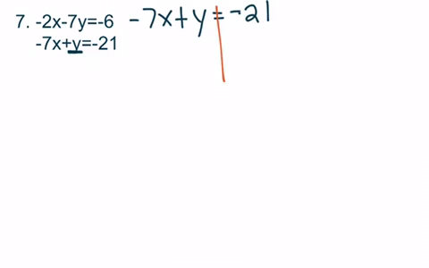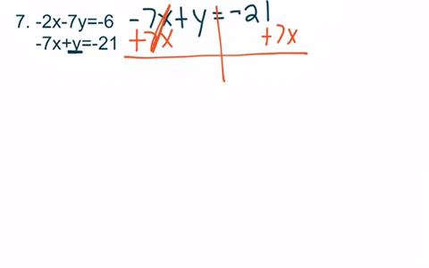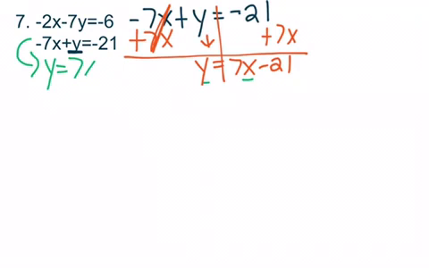Solve for y, the opposite of a negative 7x on the left side would be a positive 7x. Positive 7x. On the left hand side, these 7x's will cancel each other out to make 0. So I got y by itself. y would equal 7x minus 21. Remember, I always want my x and my y next to the equal sign. So I solved the bottom equation for y equals 7x minus 21.